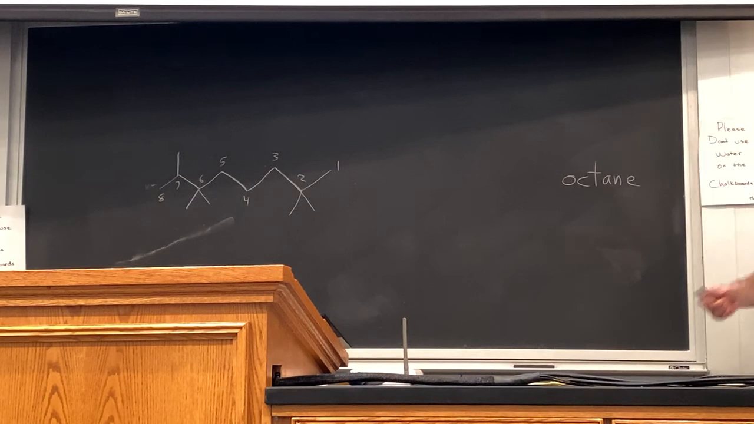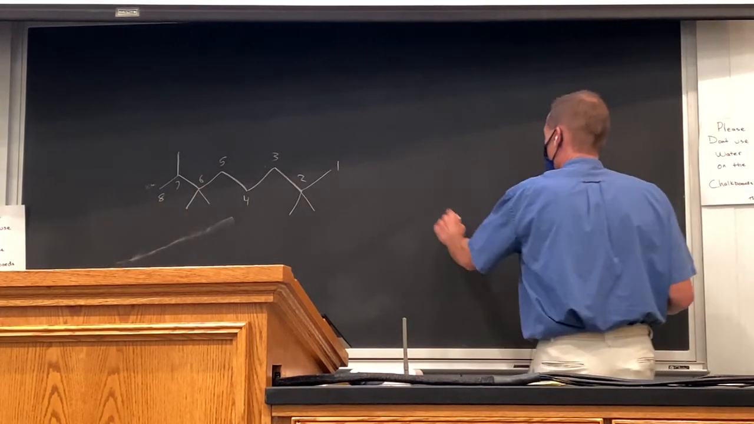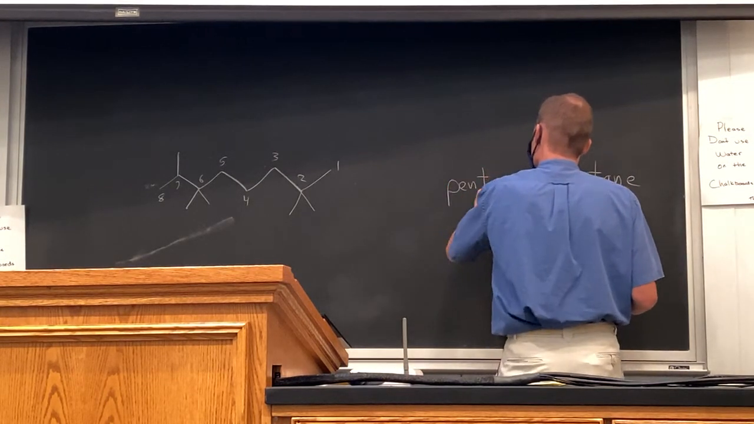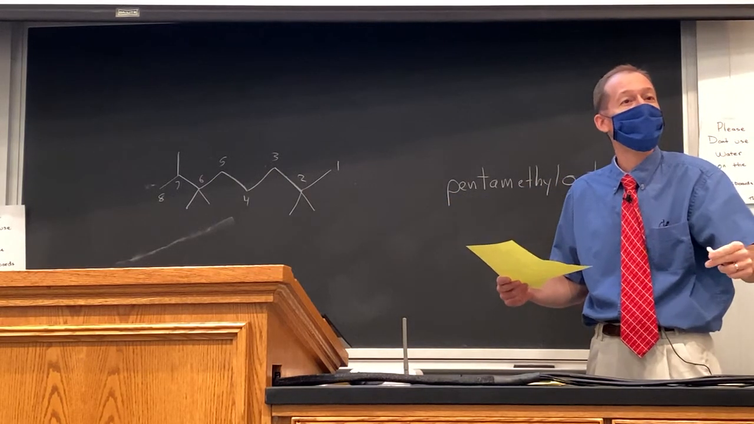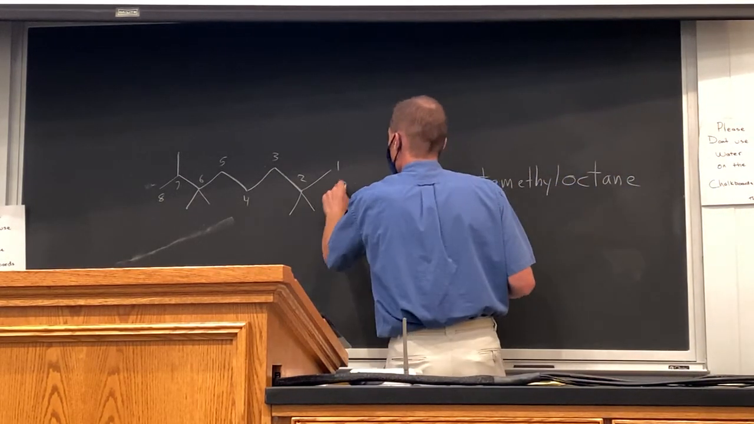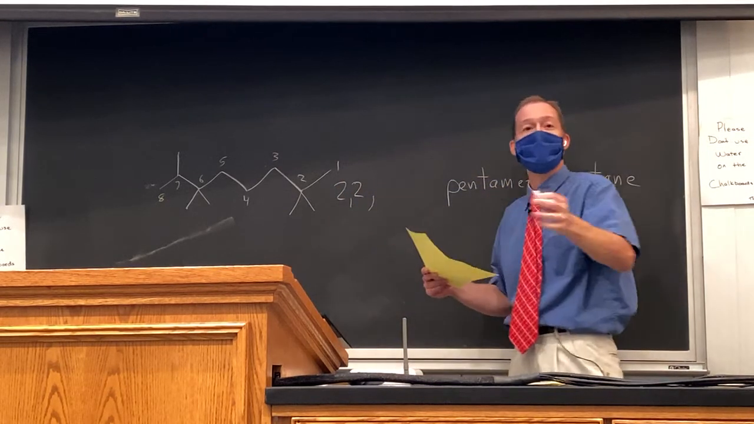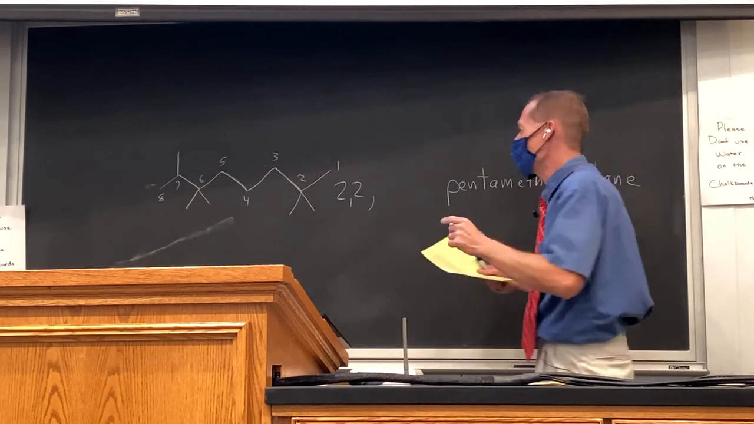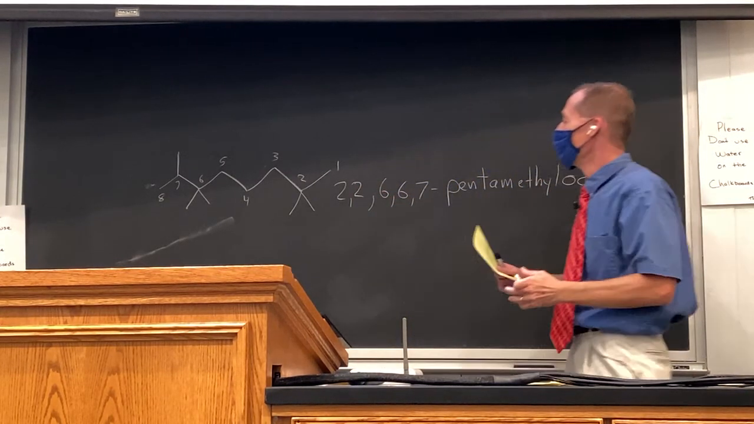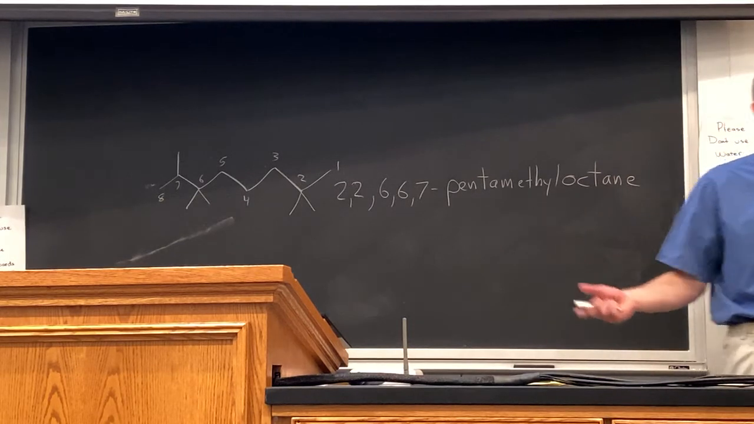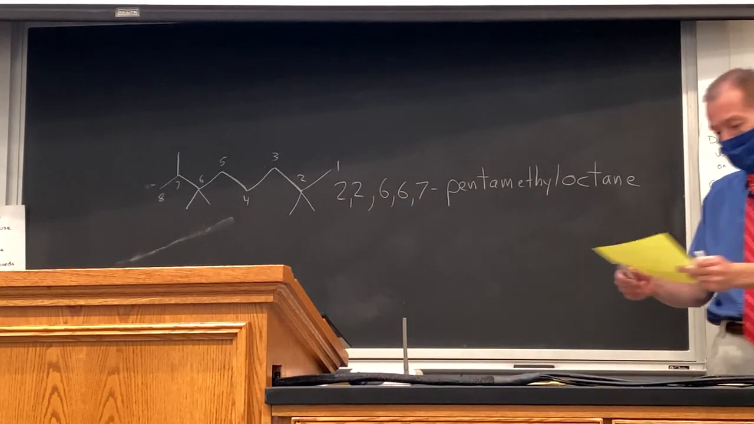Okay? So what is our prefix here? What kind of groups do we have and how many? 5 methyls. Okay, so pentamethyl. What numbers go in front? Right, we have to use 2 of the same number to show that we have 2 of our groups on that same carbon. So 2,2,6,6,7-pentamethyl octane. Questions? All right, let's do one more.